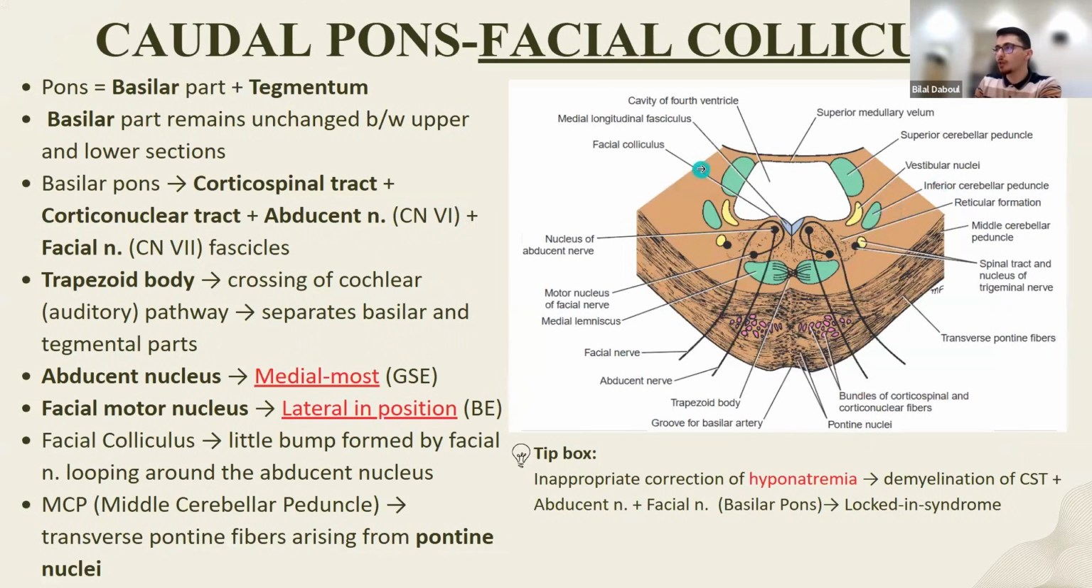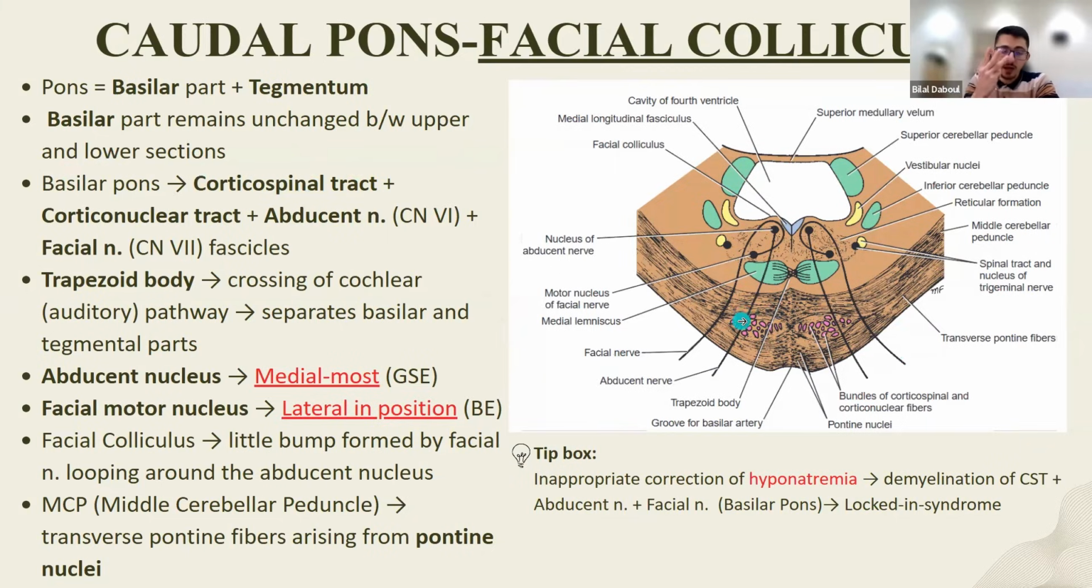Now we proceed to the caudal pons. Again, this is the lowest section of the pons. Now, the pons can be divided broadly, to help you understand, into the basilar part and the tegmental part. The basilar part sits on the base of the skull and has the name basilar. So basilar part equals ventral. Like ventralmost pons equals basilar part, or basis pontis. You have a million names, but the ventralmost aspect or the anteriormost aspect of the pons is the basilar part. It remains mostly unchanged between the upper and lower sections.